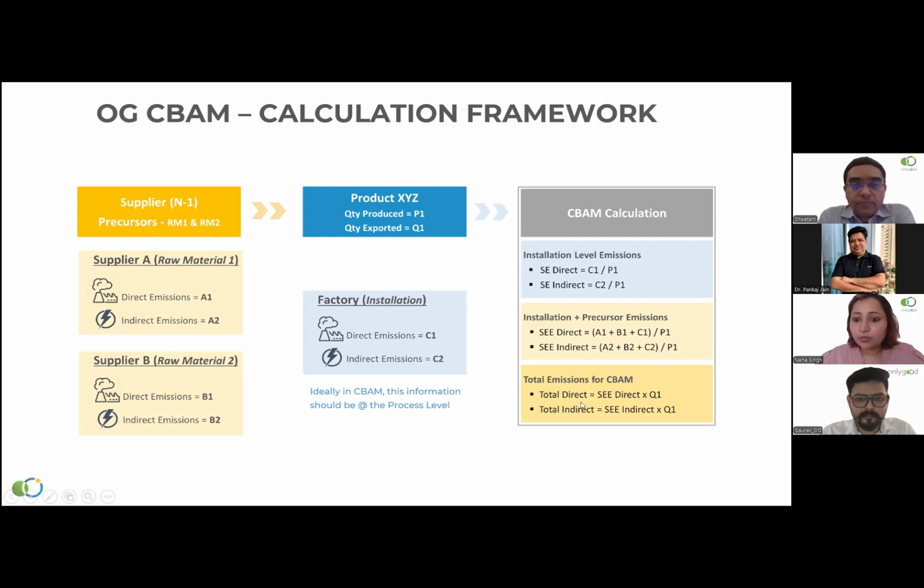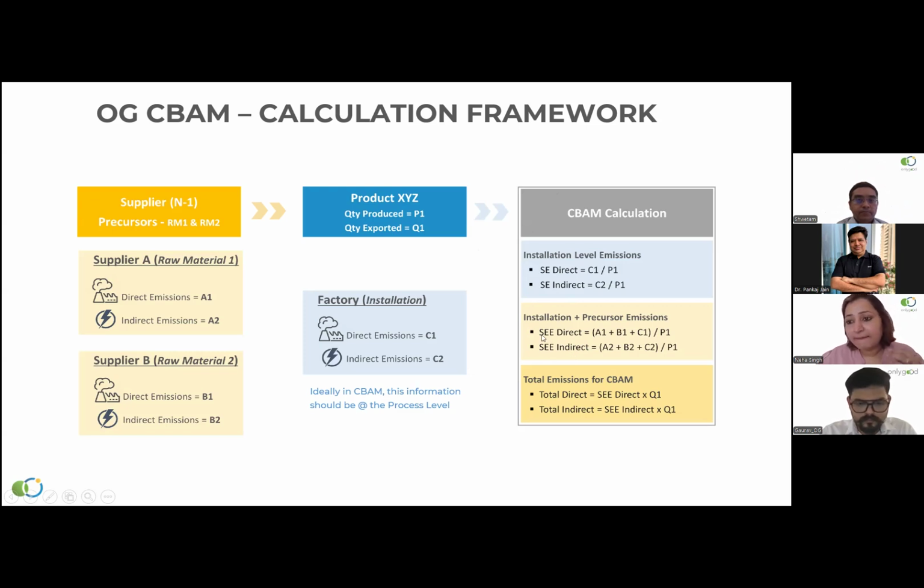And just trying to put that calculation in a box, we have to find out SE direct, indirect, which means specific emissions. Specific emissions is nothing but per unit emissions that I am generating on my installation, that is factory level, to produce this product. Then there's the next CBAM term that comes into the picture, which is SEE direct and SEE indirect. You will see this further when I show you the demo.